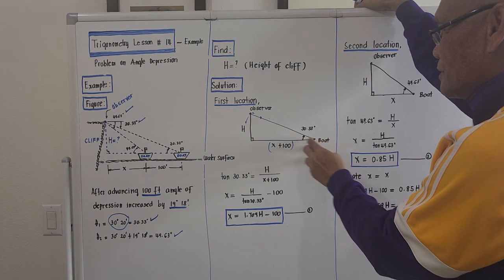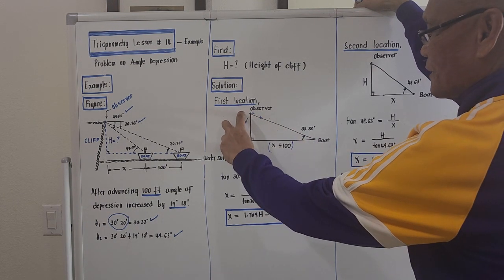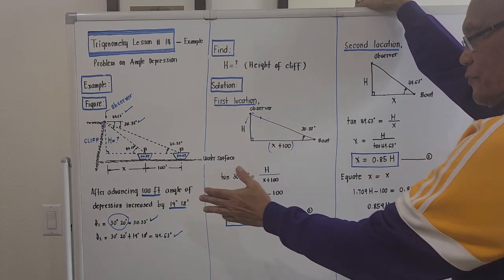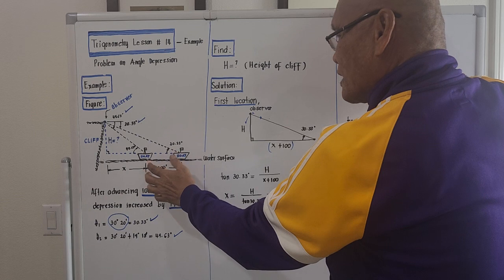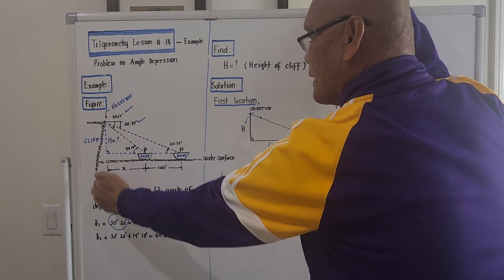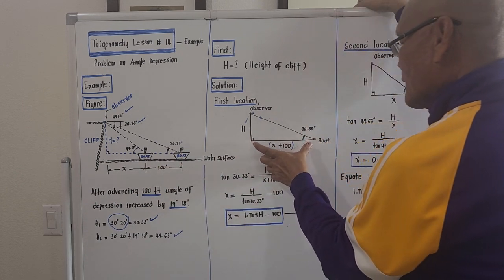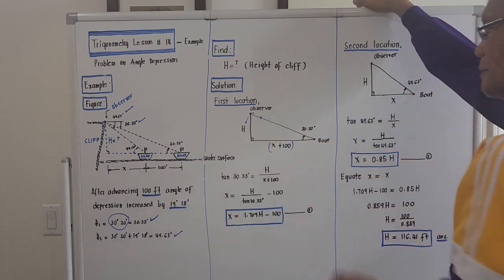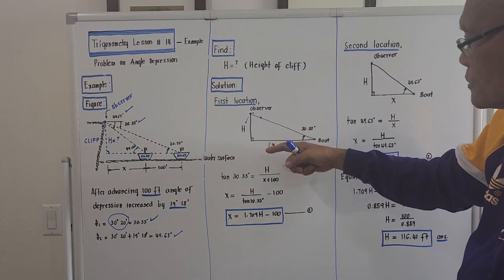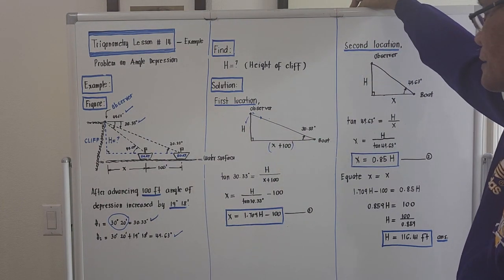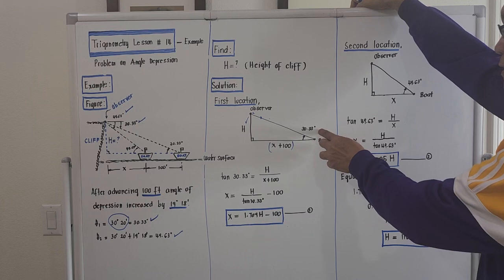This is the boat, this is the observer, this is capital letter H, and the distance of the boat from the vertical line is actually x. It's represented by x. So this total length here is x plus 100. So there are two unknowns, h and x. Okay, let's try to take the tangent of 30.33.